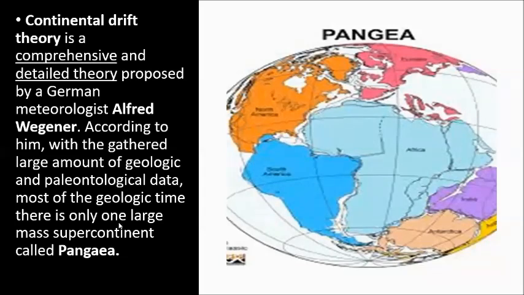So the idea was quickly rejected by the scientific community primarily because the actual forces generated by the rotation of the Earth were calculated to be insufficient to move continents. Okay, so again, continental drift is the comprehensive and detailed theory by Wegener. Now, once we have a single large supercontinent, Pangaea.